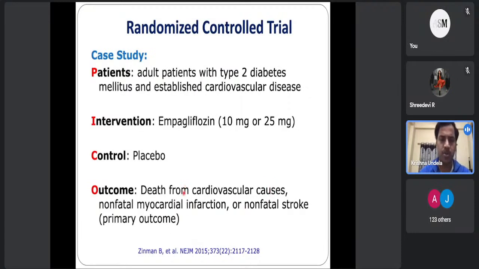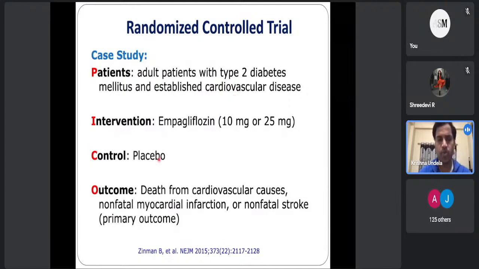These are all the outcomes. The person may die because of a cardiovascular problem, or the person may get a myocardial infarction, which is non-fatal. Non-fatal means it is not causing any death. Or the person may get a non-fatal stroke. If the person gets any one of these outcomes, we can say the person got the primary outcome. So the primary outcome of this study is that the person can get any one of these outcomes after receiving empagliflozin or placebo. Our aim or hypothesis is that by giving empagliflozin, we would like to reduce these outcomes, when the patient has type 2 diabetes and already has cardiovascular disease, in comparison with the placebo.